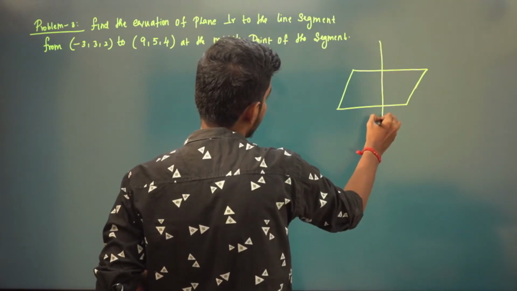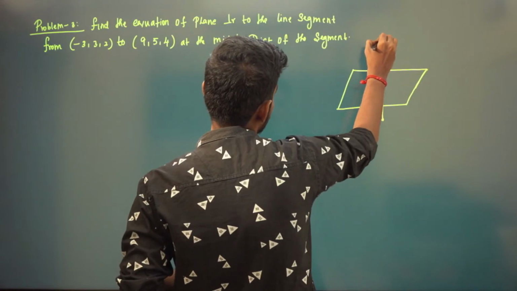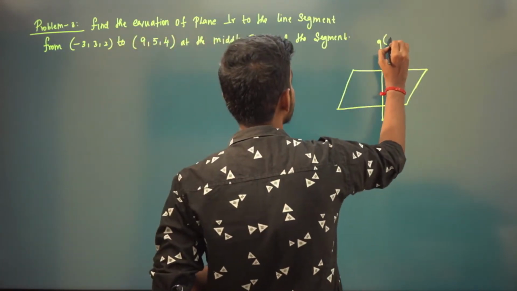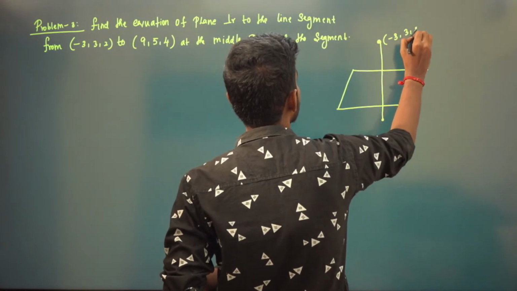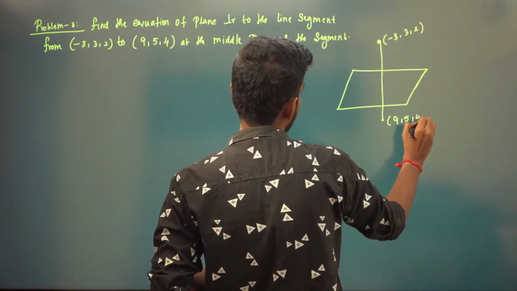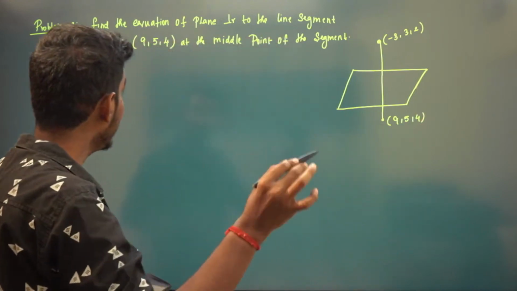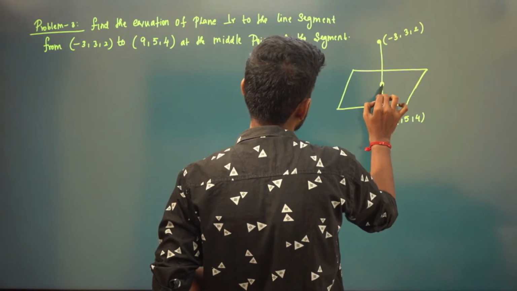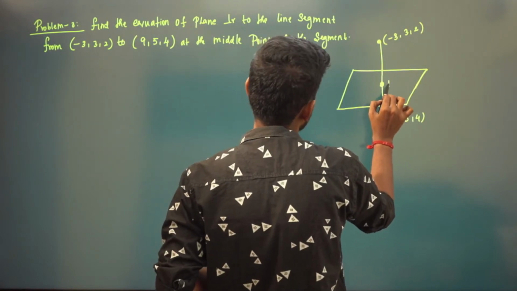Let this be the line segment, right? The plane is at the middle point of the segment, and we need the equation of the plane at the middle point. Let this middle point be A.